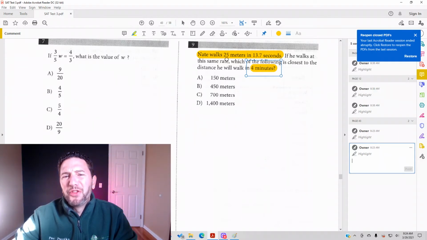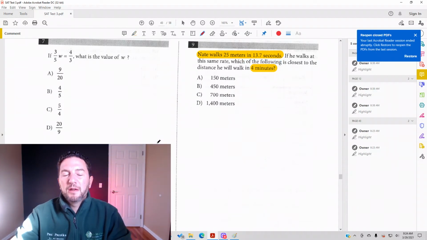The second thing you need to know is that you've got to set up a proportion here. How do you know you've got to set up a proportion? Whenever you have three values, here we've got a 25, a 13.7, and a 4, see if two of them have the same units or units that are comparable. Here we've got seconds and minutes, they're both time units, and see if the other is in some unit that's being asked about. So we've got 25 meters, and the question is, what's the closest to the distance? So we know we've got to set up a proportion.